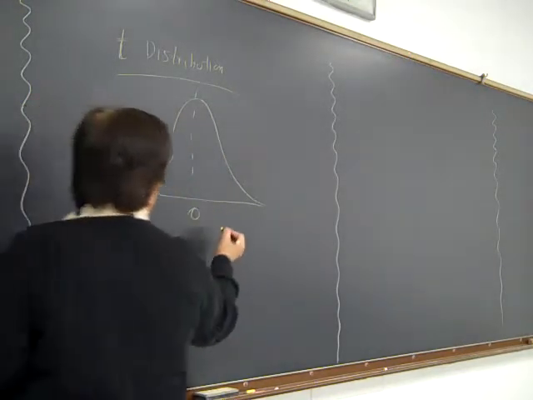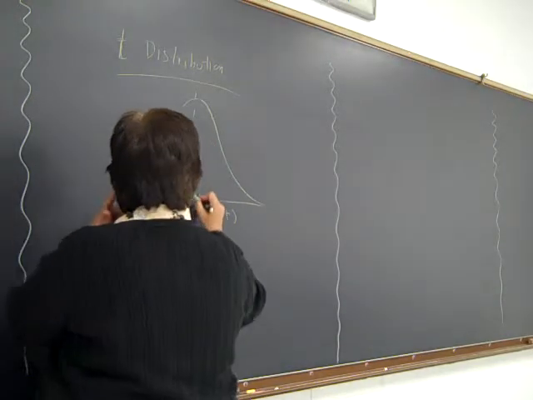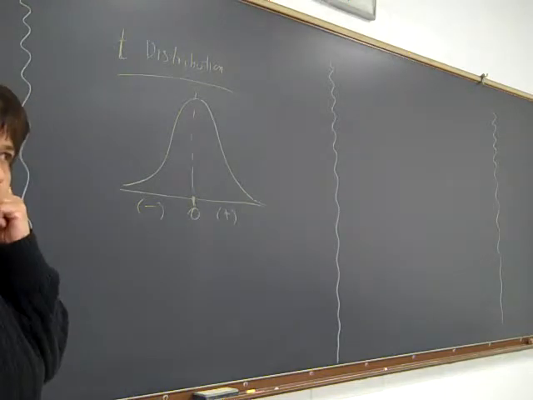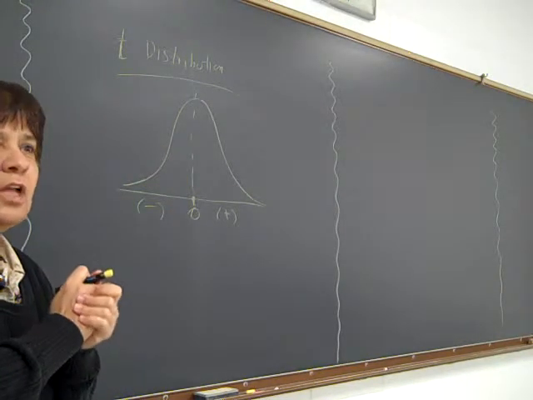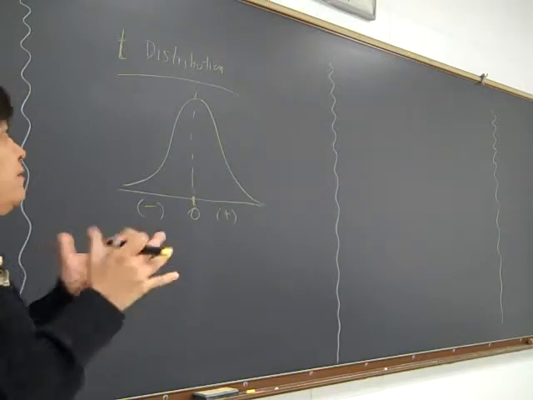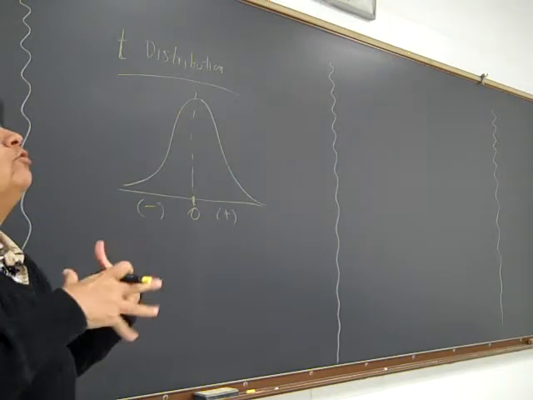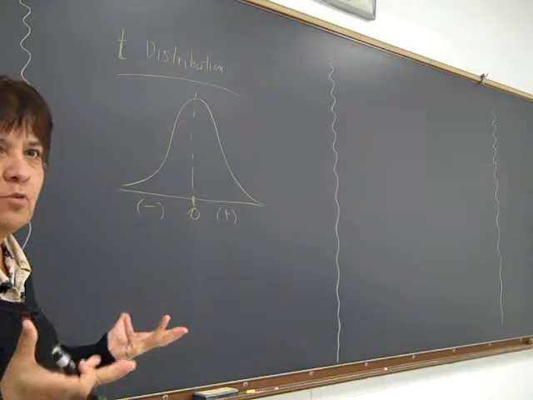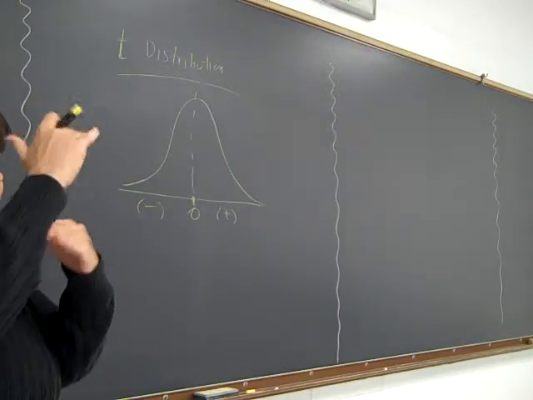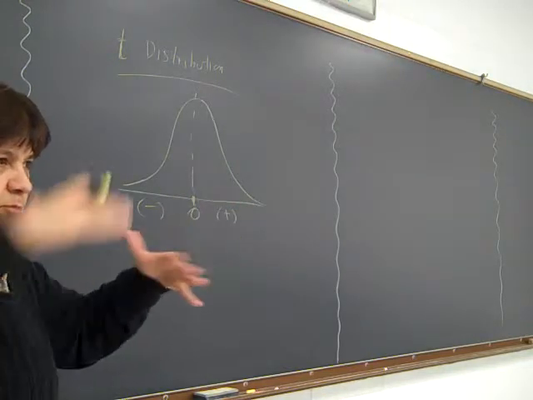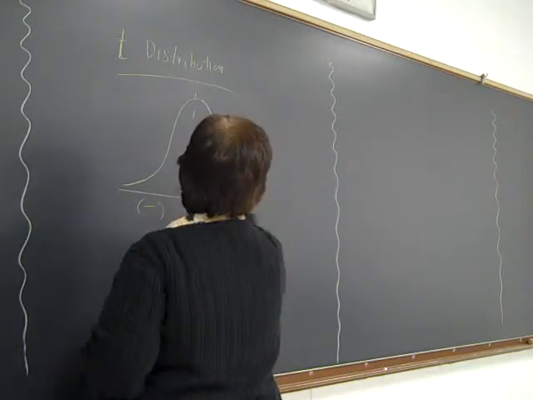Okay, so it means that the right numbers are positive and the left numbers are negative. Okay, it's symmetrical, but the difference is the T distribution is a more conservative, if you will, distribution. So it's shorter and fatter.